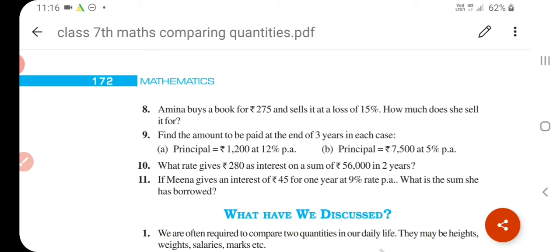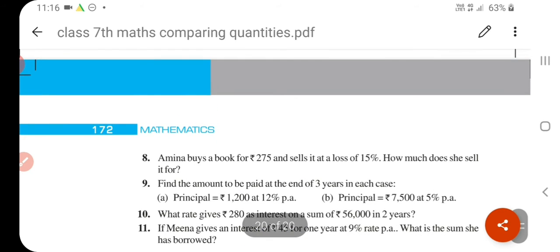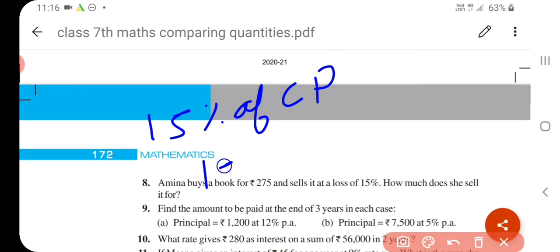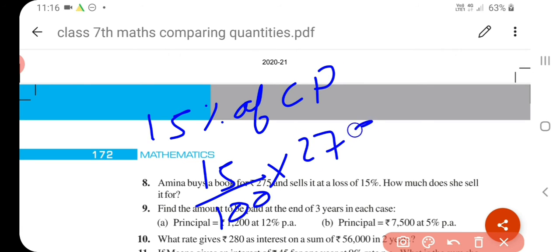So what is given in this question? Cost price of the book, meaning CP, is given, that is rupees 275. Loss percentage is given, that is 15%. So loss percent of CP means 15% of 275. Okay, so first of all we have to find the loss, which is 15% of CP. And what is CP? CP is 275. So 15 upon 100 into 275.